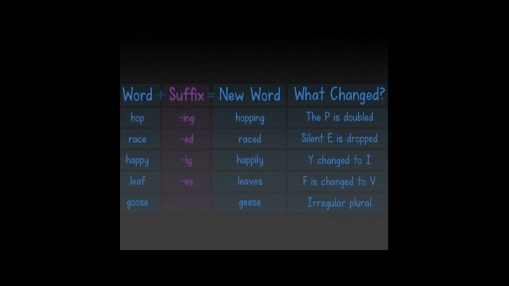Can you give me any other example in which F changes to V? Leaf, leaves. What else? Wife, wives. What else? Thief, thieves. But chief remains chiefs. Then we have goose, and it's geese. This is an irregular plural.